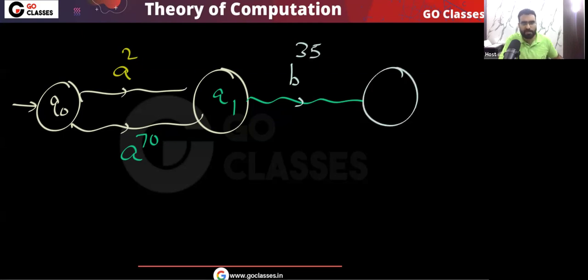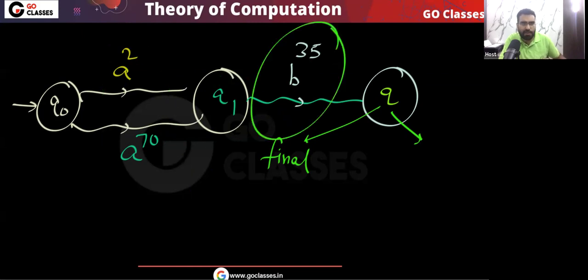Now you tell me how the problem will happen. Very simple. Tell me, from this state q1, if b power 35 comes, then where should I go? Should I go to a final state or a non-final state? Let's assume these two strings are going to the same state. Now in this state q1, if b power 35 comes, then should I go to final or non-final?